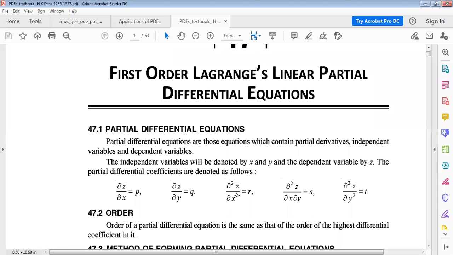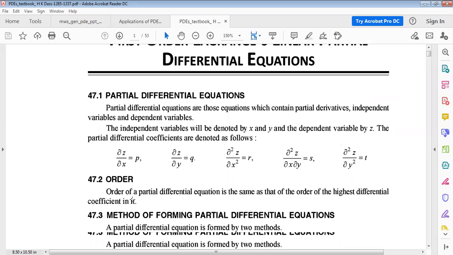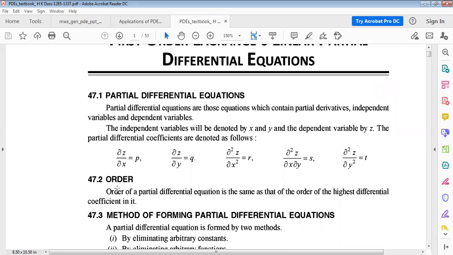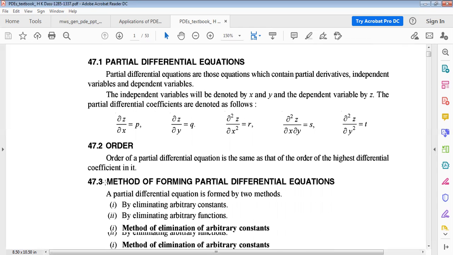Okay, and this is the second partial derivative of z with respect to x, and this is the partial differentiation of z with respect to x and y. It is denoted by s, and the second partial differentiation of z with respect to y is denoted by t. So p, q, r, s, t. Here we have a single dependent variable and more than one independent variable, so it will be called what? Partial differential equations.